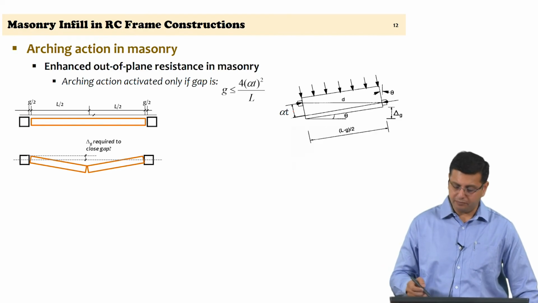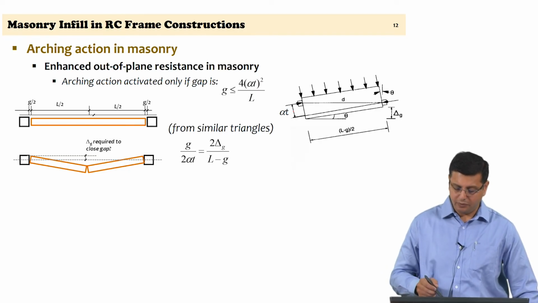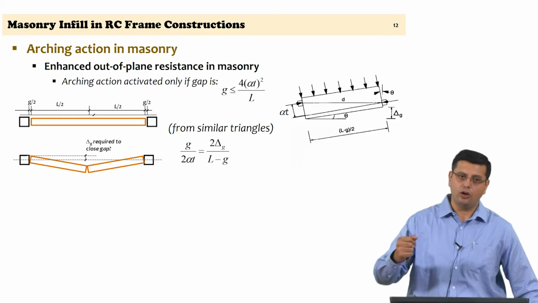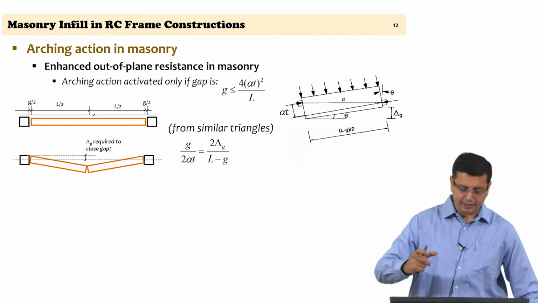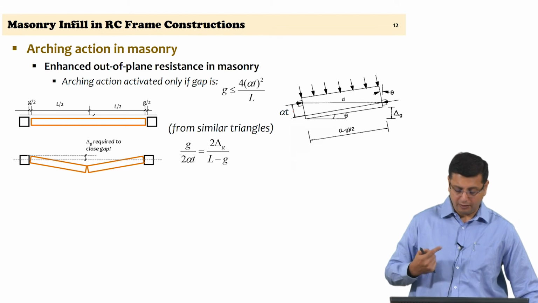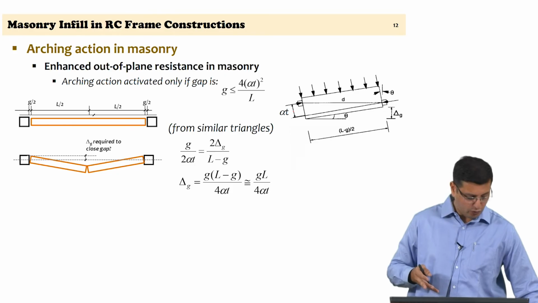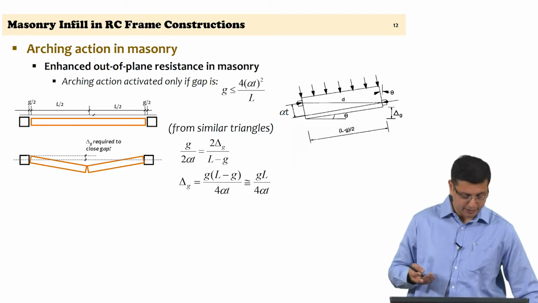If you were to consider the similar triangles in this case, we can actually write down an estimate of how much deformation of the panel is essential, delta G in this case, such that the gap is closed and arching action can actually be made use of. So, an estimate of delta G can be made as GL by 4 alpha T. Alpha T here we have been considering about 90% of the total thickness itself.